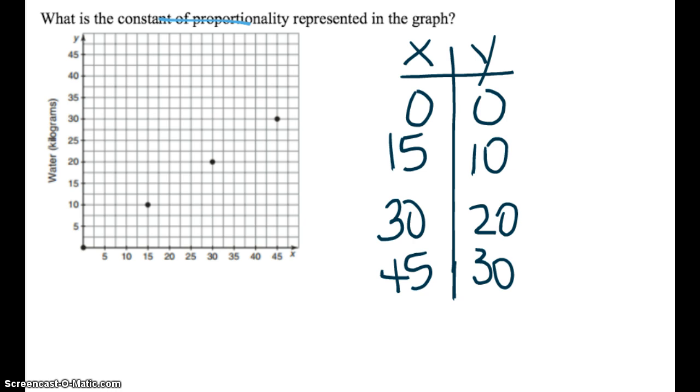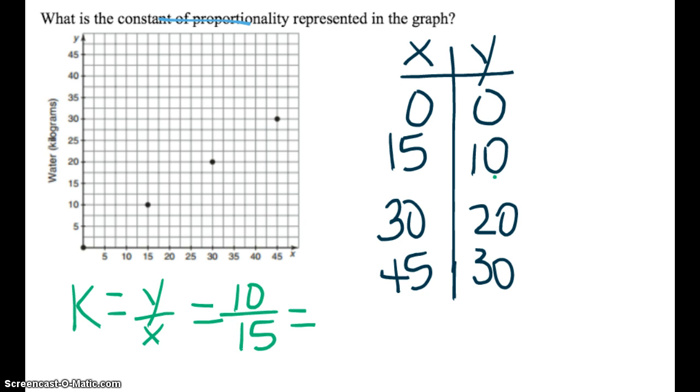Now it's time for me to write out, let me do it down here, K equals Y divided by X. So let's pick any Y value that we want. I'm going to choose 10. I'm going to go with the smallest one. 10 is my Y divided by 15. I'm going to go ahead and simplify that to 2/3. So what that means is to get my Y's, I multiply my X's by 2/3.